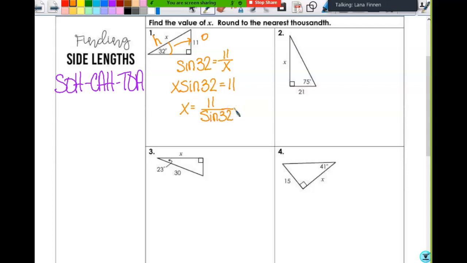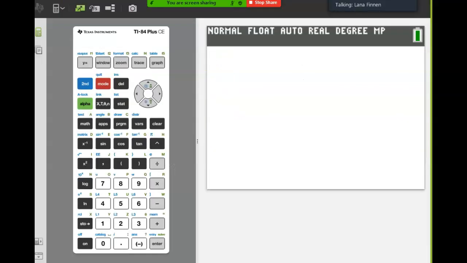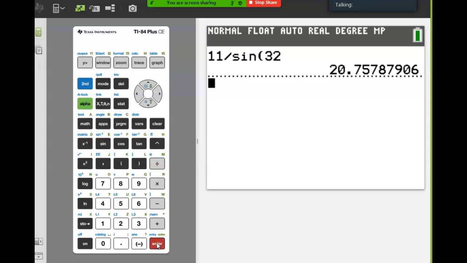Now's when I get to touch the buttons on the calculator. So when I type that in whatever calculator I'm using, 11 divided by the sine, was it sine of 32? So this is what I get. If you don't get that, make sure you're actually getting these numbers. That'll tell you if you're typing it in right and if you're actually in degree mode.